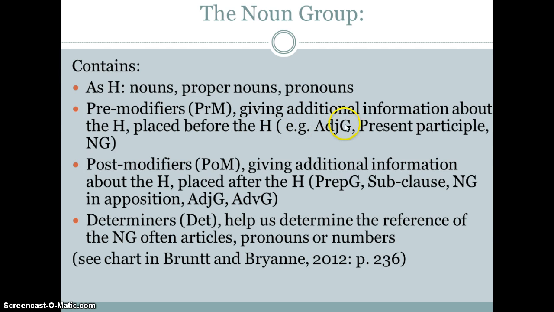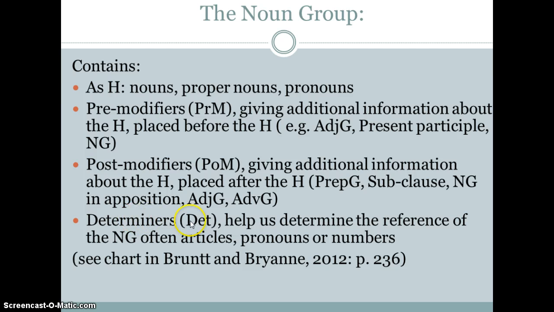Pre-modifiers can be adjective groups, present participles, and it can also be noun groups. Then we can have post-modifiers. Post-modifiers also give additional information about the head, and they're always placed after the head, post the head. They can be preposition groups, subclauses, noun groups, in, for instance, an apposition, adjective groups, and also actually adverb groups.